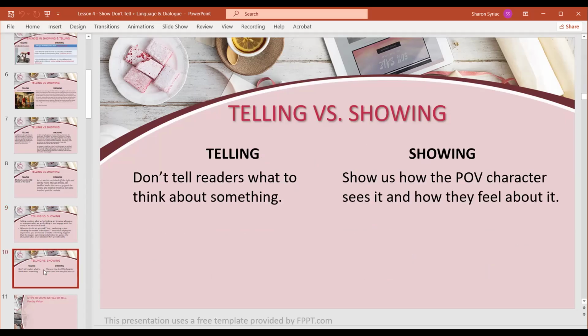So, telling: don't tell readers what to think about something. Don't tell readers that Michael is afraid of the dark. Instead, show us how the point of view character sees it, how they see the dark, and how they feel about it. When you do that, you encourage me as the reader to enter into the story.